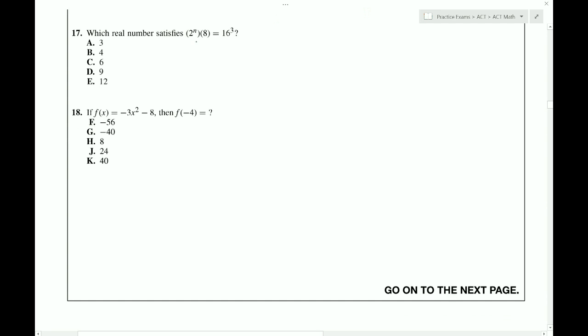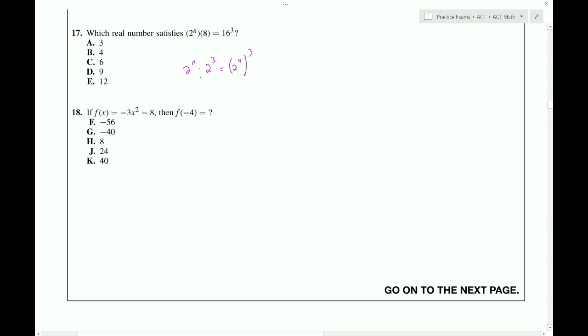Which real number satisfies this? So this is a base problem where we notice that 8 is a pure multiple of 2, right? It's 2 to the 3rd power. If you didn't know that, you can factorize it: 4 times 2, 2, 2, 2, right? So we replace 8 with 2 to the 3rd, and same thing with 16. That's just 1 extra 2, so that's 2 to the 4th. So we also replace that with 2 to the 4th.